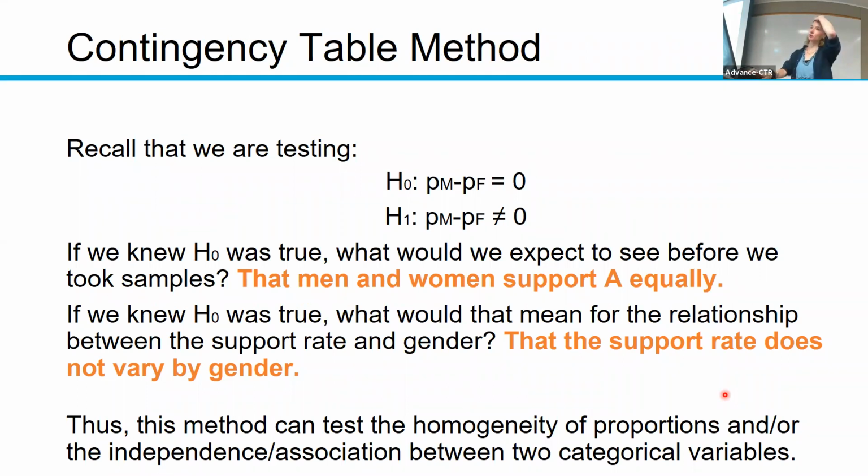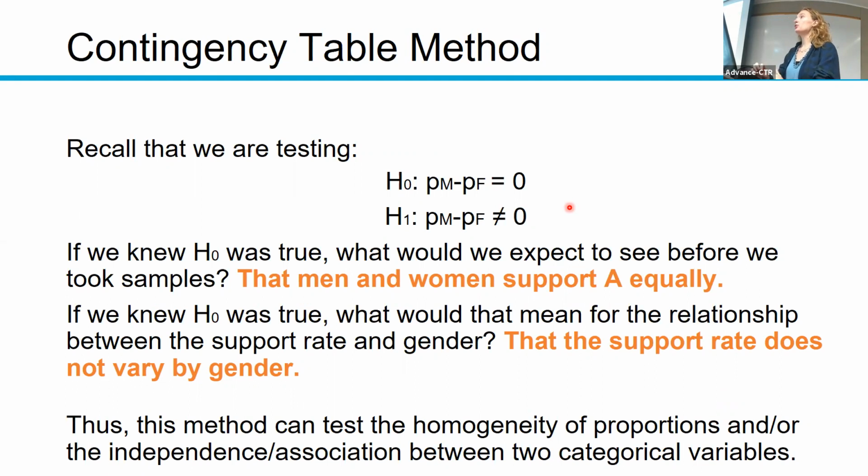So in this example, we have the same hypotheses. Our null hypothesis is that there is no difference. Their difference is equal to 0, and the alternative is that there is a difference. The difference between them is not equal to 0.